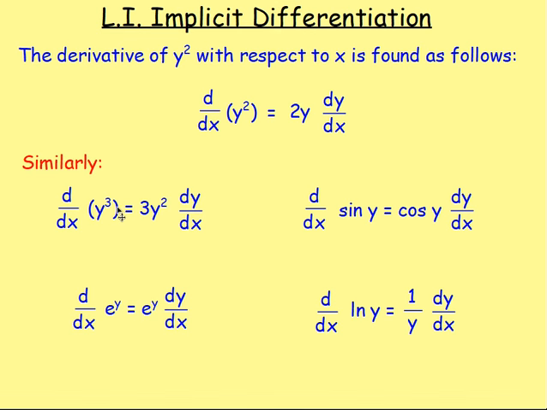Similarly, if you have y cubed, differentiate that, you get 3y squared, but multiply by dy by dx. Sine y, differentiate sine to get cos, so it'll be cos y, but bring in dy by dx. If you differentiate e to the power of y, that'll still be e to the power of y, the same as differentiating e to the x would stay as e to the x, but you multiply by dy by dx because we're differentiating y with respect to x. The same, ln y would go to 1 over y, but you'd multiply by dy by dx.